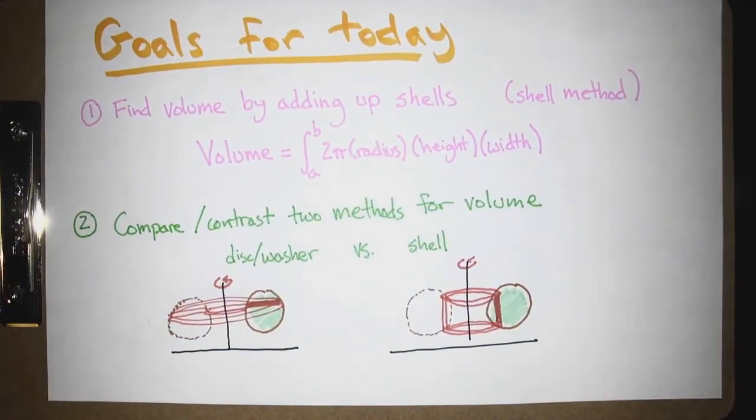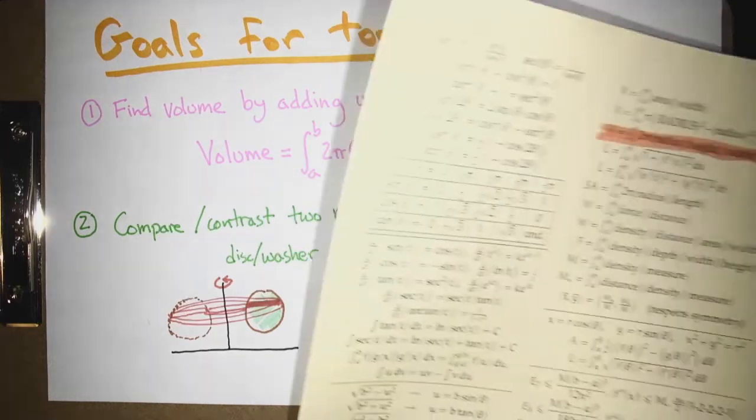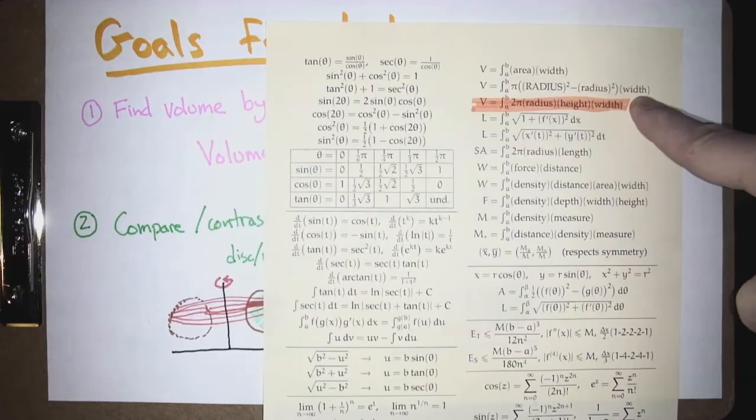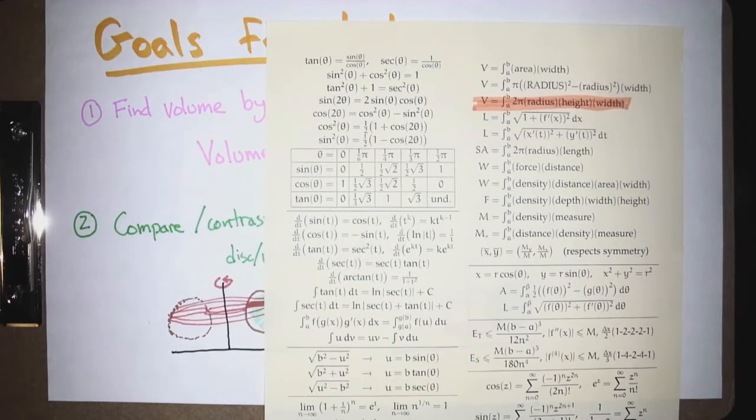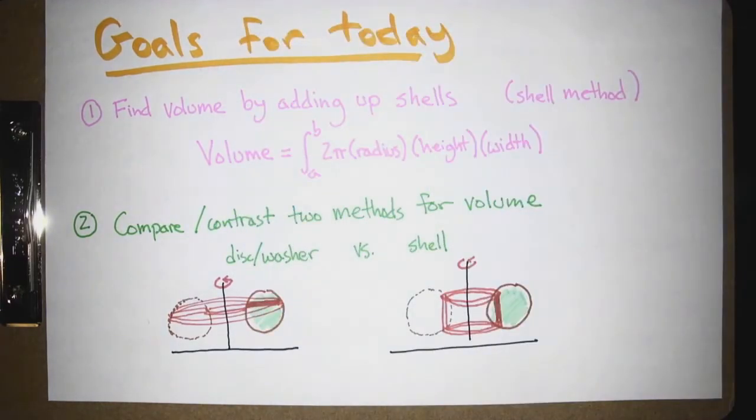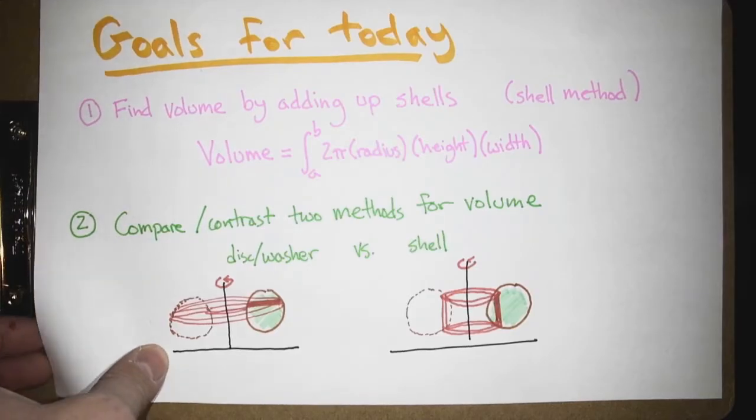All right, so let's remember what we're doing. What are our goals for today? Well, we're going to talk about finding volume again, but this time by adding up shells. So we're doing the shell method, and we have a formula for that. In particular, if you're following along with your formula sheet, this is today. We're doing that formula for volume. All right, and we have another method that we talked about, the disc washer method. We're going to talk about the two and compare them and say, how do they relate to one another? How can we understand when to use which one?